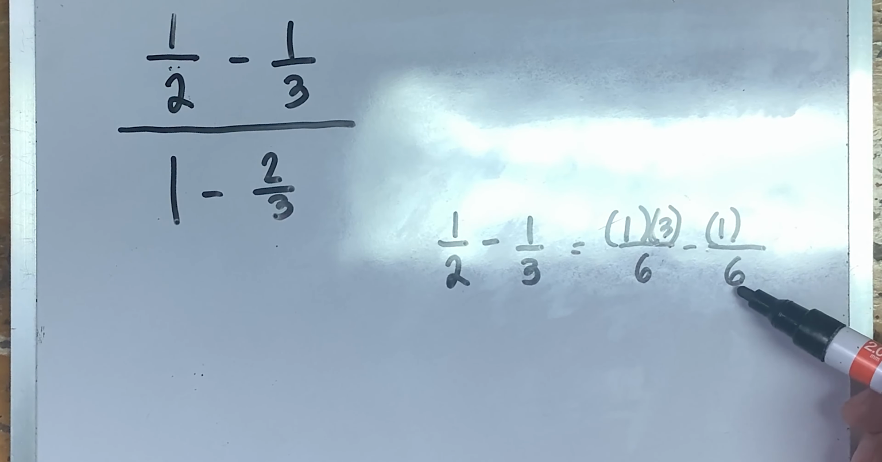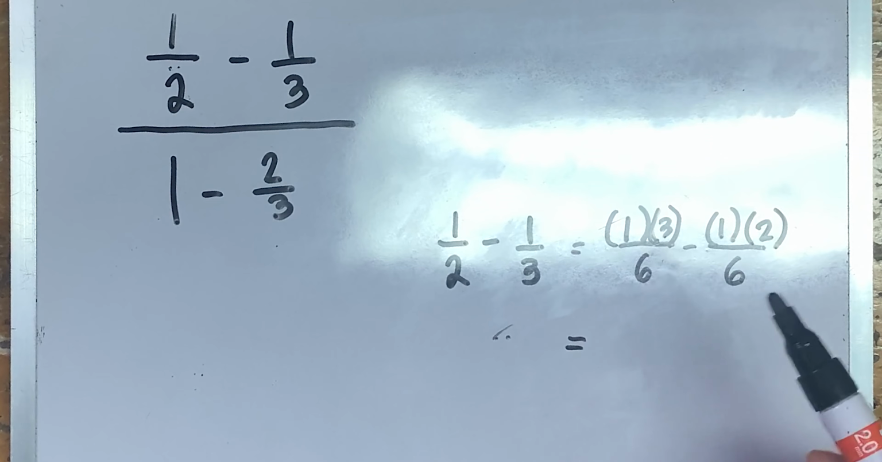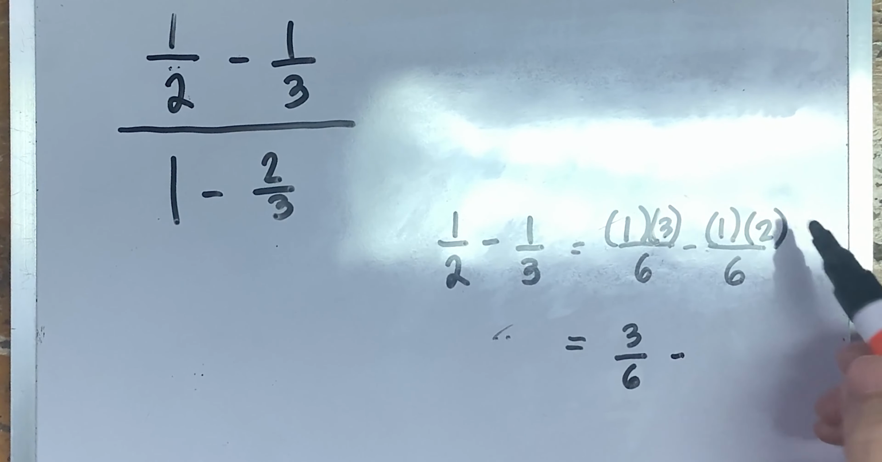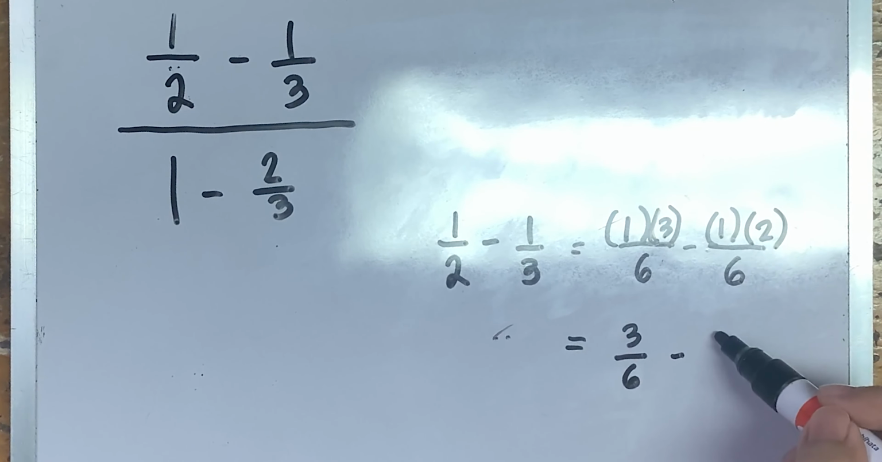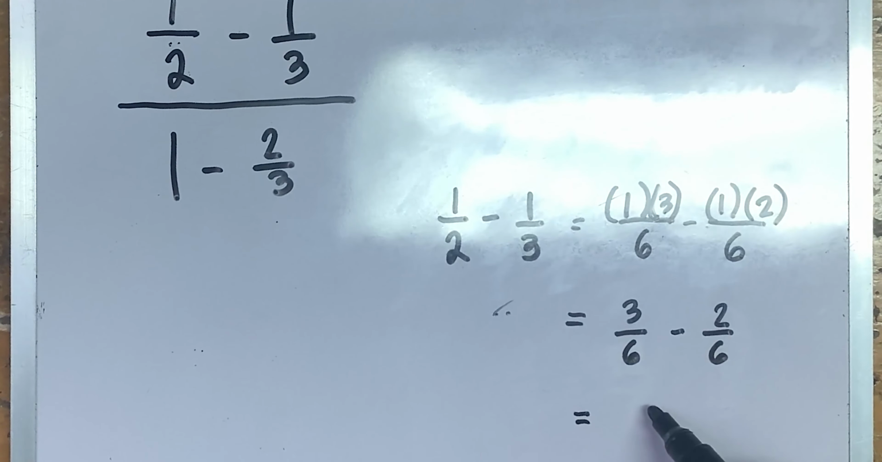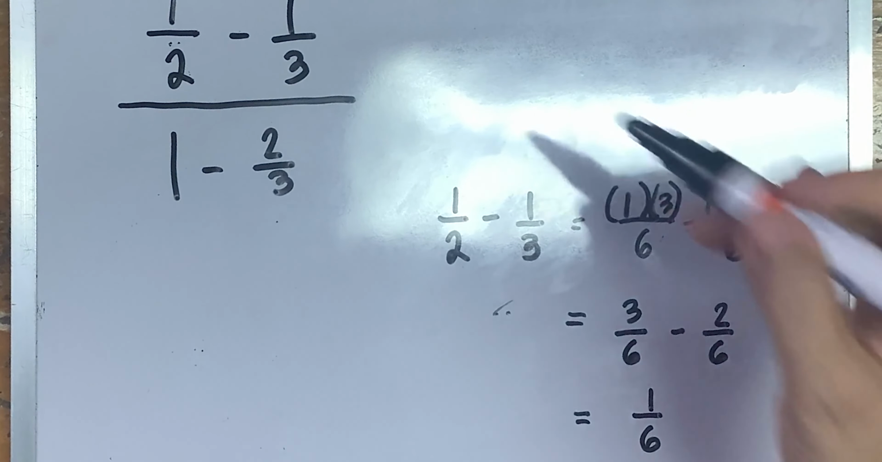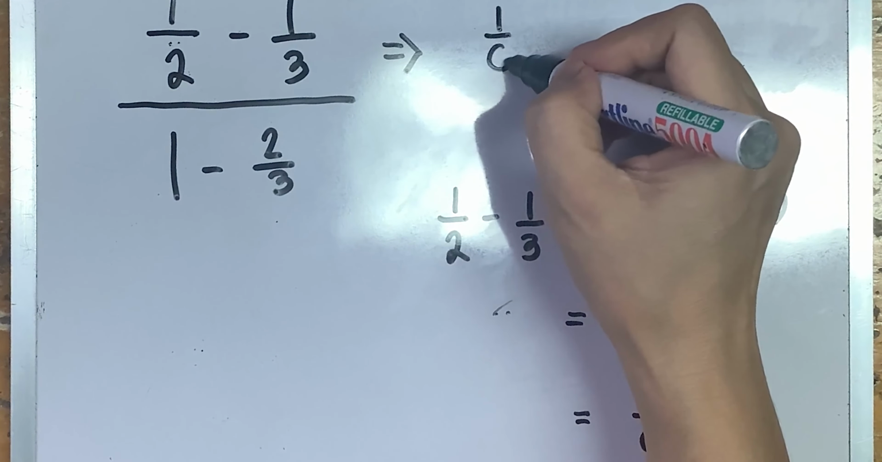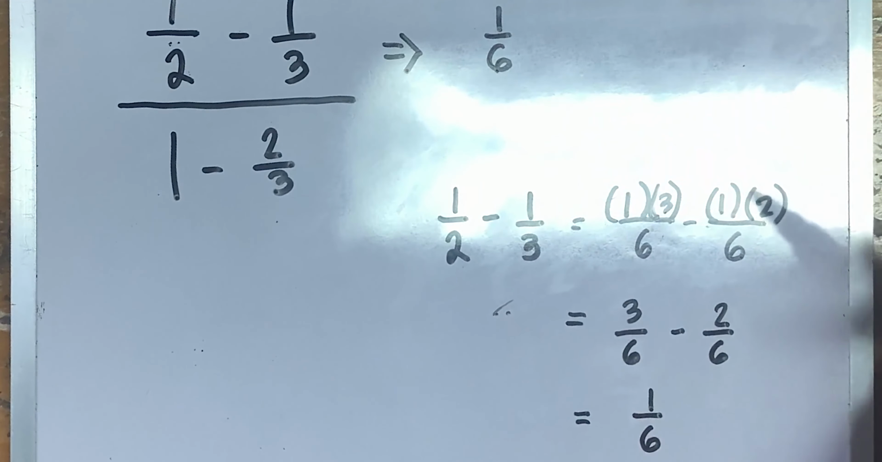Okay, and then let's multiply 1 and 3. We have 3 over 6 minus, okay, let's multiply 2 and 1. We have 2 over 6. Now, since we have same denominator, we can subtract the numerator. So that will give us 1 over 6. So this is equivalent to 1 over 6. So we simplify the numerator into a single fraction.